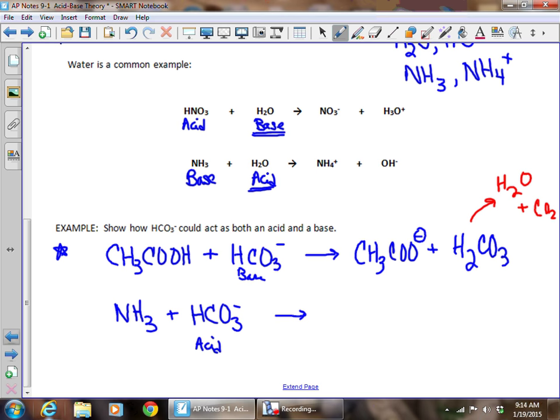So in this next case, we've got it acting as an acid, which means it's going to donate its hydrogen, be very sweet and give it away, which means we're going to get NH4+ and we're going to get CO3 2-. So there's two different reactions where the bicarbonate ion is acting as either an acid or a base.